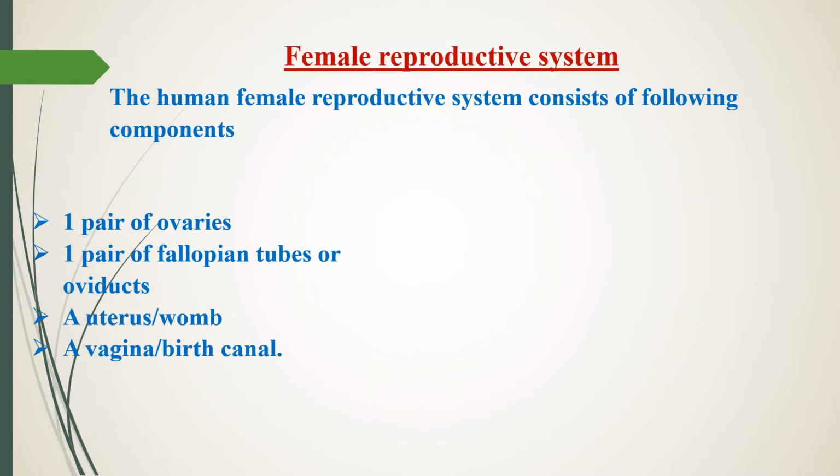Now we will study the female reproductive system. The human female reproductive system consists of the following components. First is one pair of ovaries and one pair of fallopian tubes, also called the oviducts, and a uterus, also called the womb, and vagina, also called the birth canal.